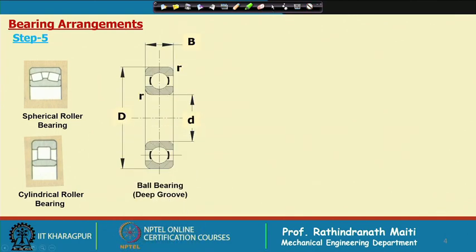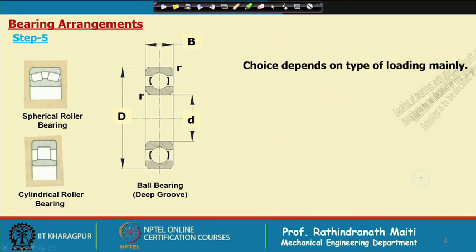So, this is a ball bearing with dimension nomenclature given. The dimensions we need: small d is the ID of the bearing, the internal diameter, capital D is the outside OD of the bearing, b is the width of the bearing, and r is the corner radius. So, this information is required.